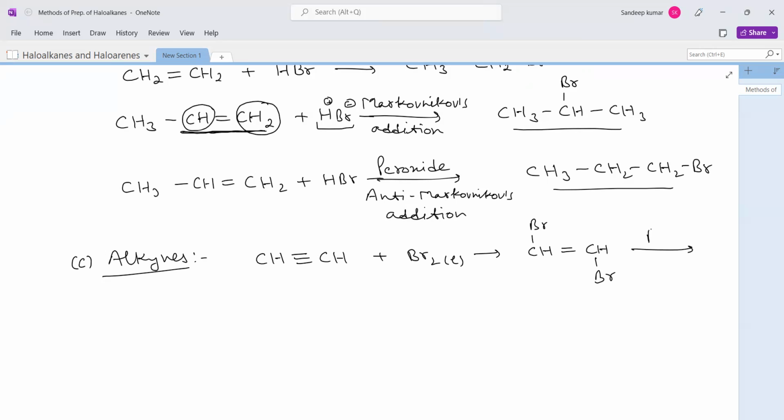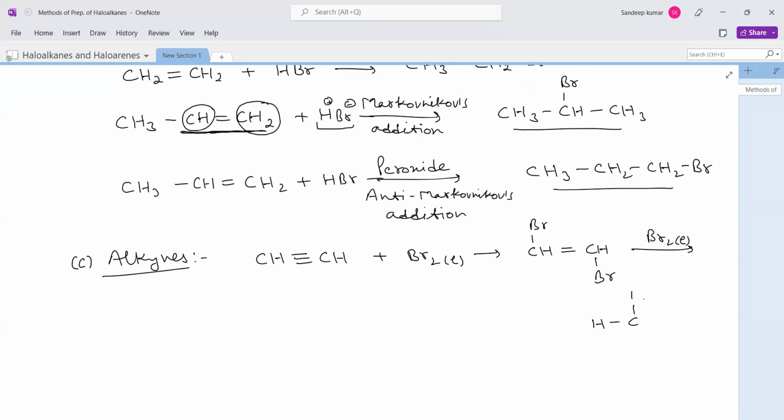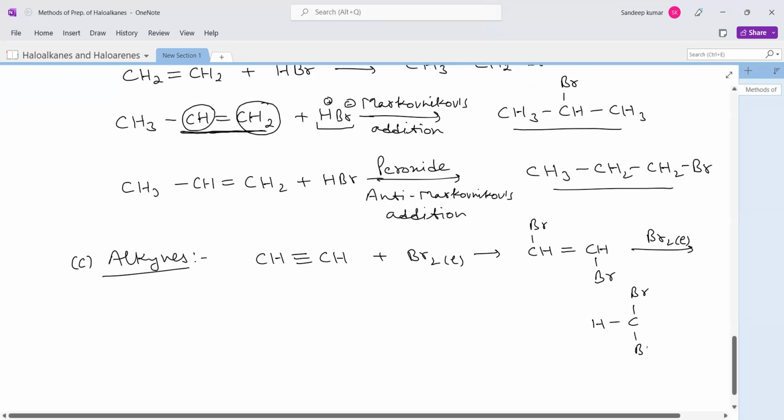After that, we can add one more bromine molecule to this compound, leading to the formation of an alkane having two bromine atoms on each carbon atom.